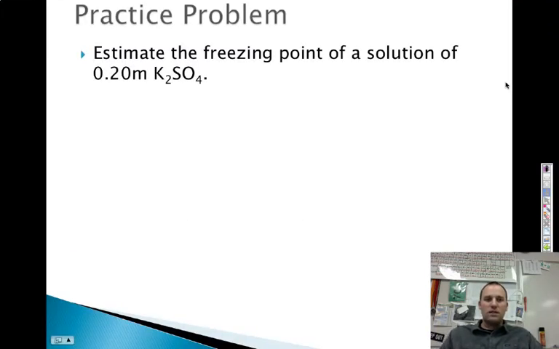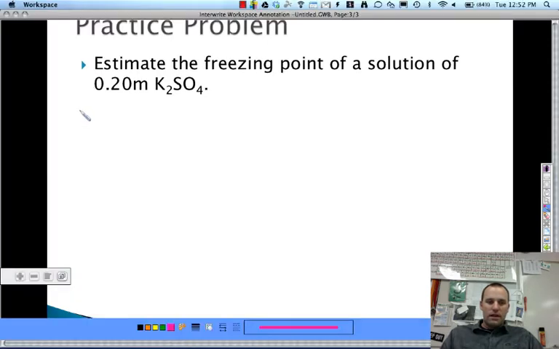So let's do a practice problem. Estimate the freezing point of a solution of 0.2 molal K2SO4. As always, I'm going to tell you to write what you know. Make a list. We're estimating the freezing point. So our formula is delta TF equals KF times m for molality times i.